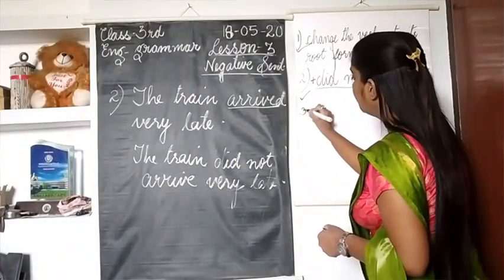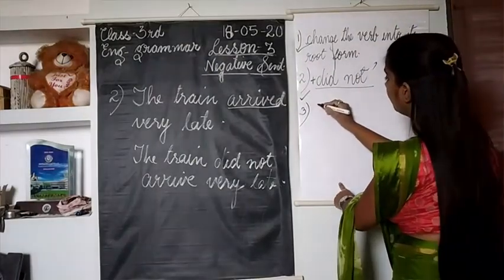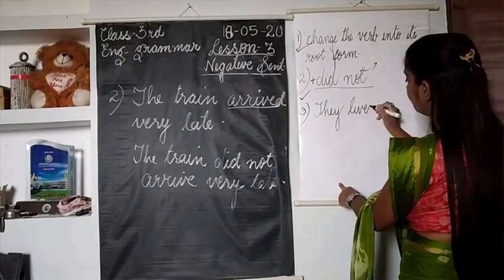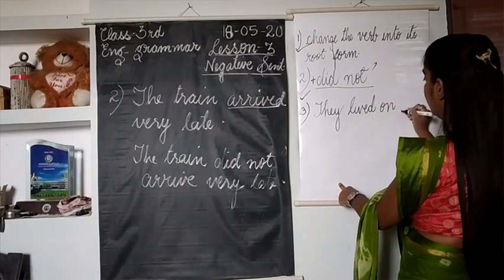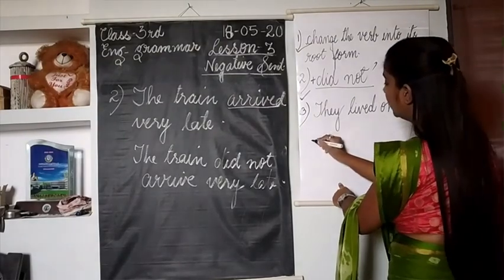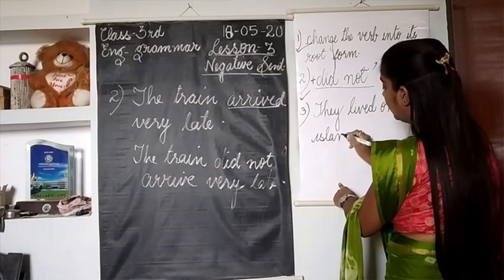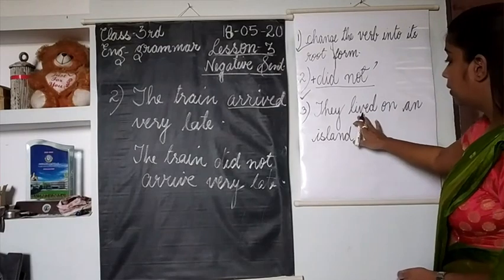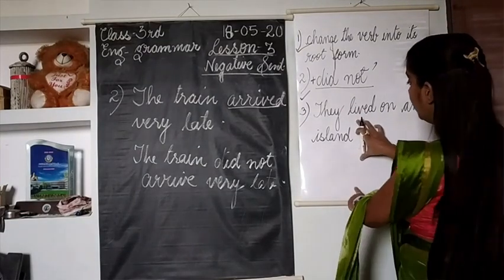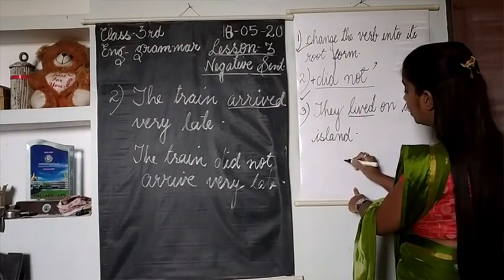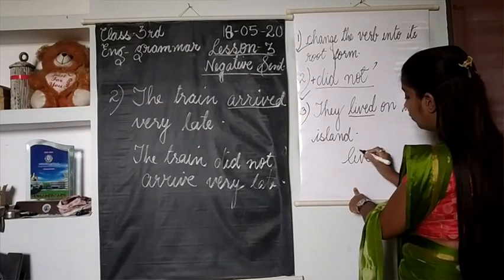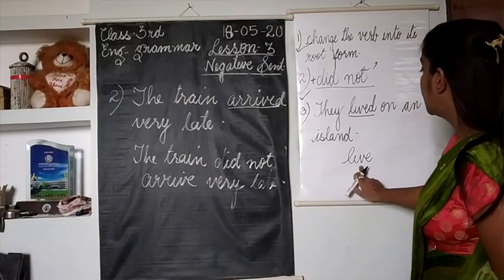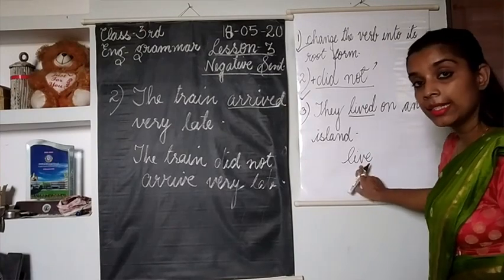Number 3. They lived on an island. Now here, children, you can see the verb lived is used. Lived is the verb here, which is the second form of live. So they lived on an island is in past tense. The sentence is in past tense.